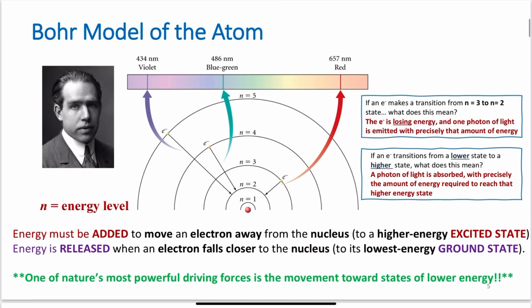Niels Bohr came up with, there's a lot of people that came up with the construction of the atom, yes, but the Niels Bohr model of the atom actually made this concept of the transition of electrons between different energy states more concrete for us to understand. What we found was that energy must be added to move an electron away from the nucleus to a higher excited state. Energy is released when an electron falls closer to the nucleus to its lower energy ground state.